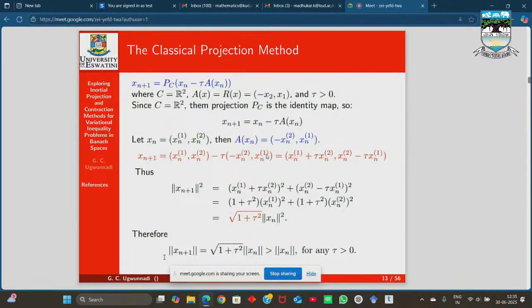And from the last relation, you see that the norm of xn plus 1 will be strictly greater than the norm of xn for any tau greater than 0. What does this say? We know that the norm is bounded below by 0 from the definition of norm. And it shows that the norm of xn plus 1 is strictly increasing, but is not bounded above. Then from here, we can establish that the sequence does not converge. Since we are in a finite dimension, we can conclude that xn does not converge also.